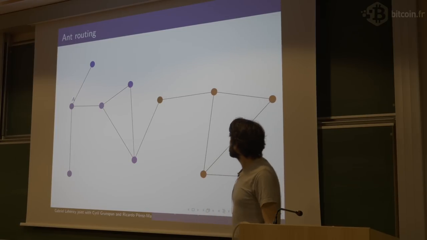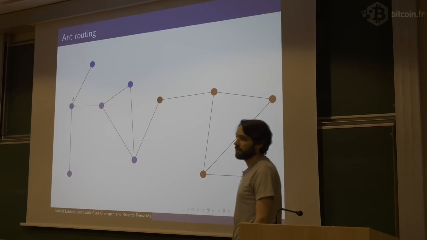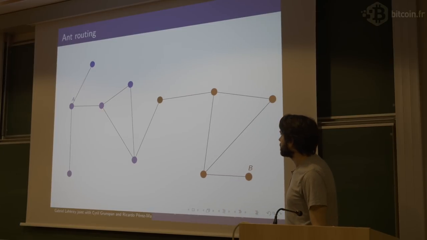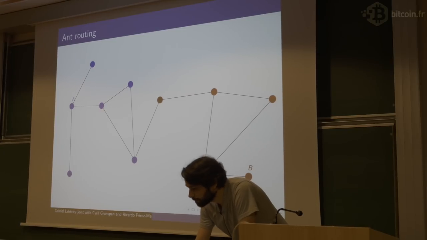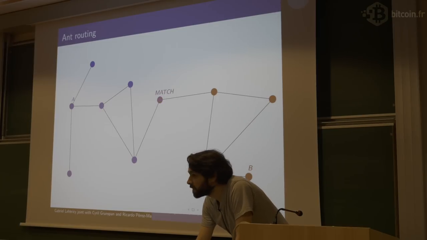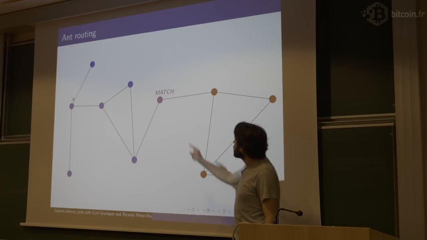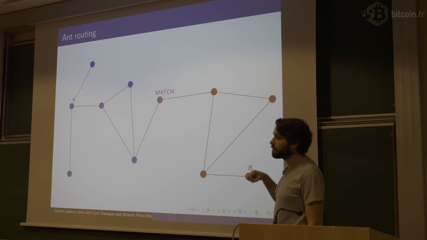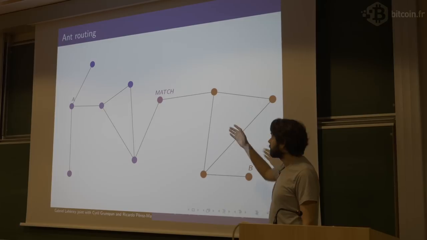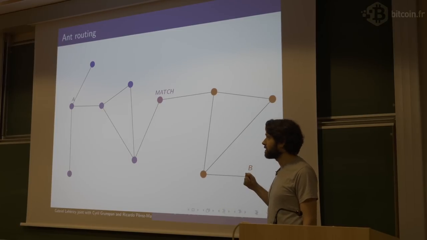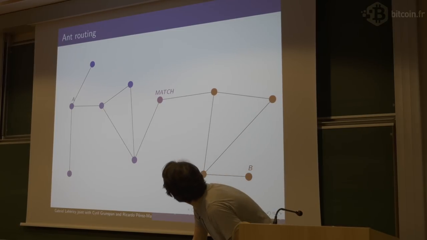And now you see what is going to happen here is that a seed from Alice will meet a seed from Bob. So this means there is a match. And now all this node has to do is send back the match. So it creates a match seed and sends it to Alice and to Bob the way it came.